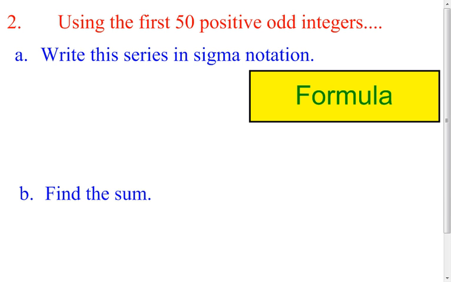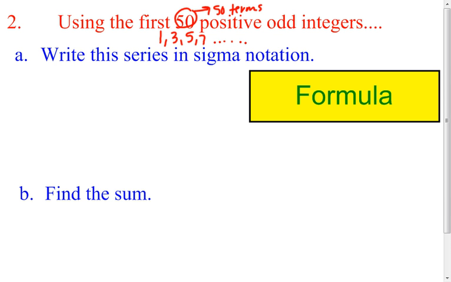All right, here we go. Second one, use the first 50 positive odd integers. So let's just think about this. Positive odd integers. The first positive odd integer is 1. And then it goes 3. And then 5. And then 7. And I want to go until I get the 50th number on the list. So this means that there's 50 terms, or there's 50 numbers on the list.